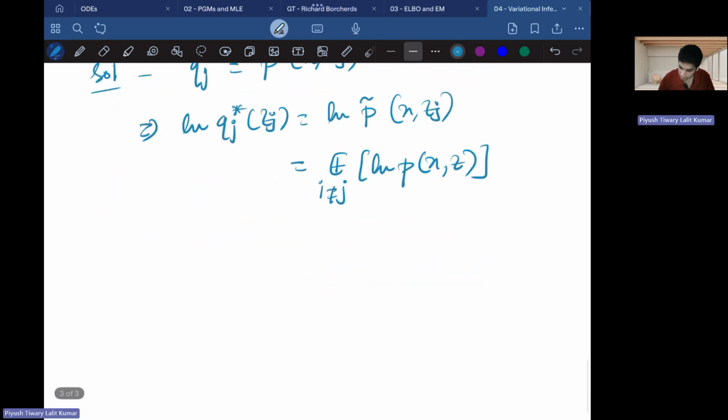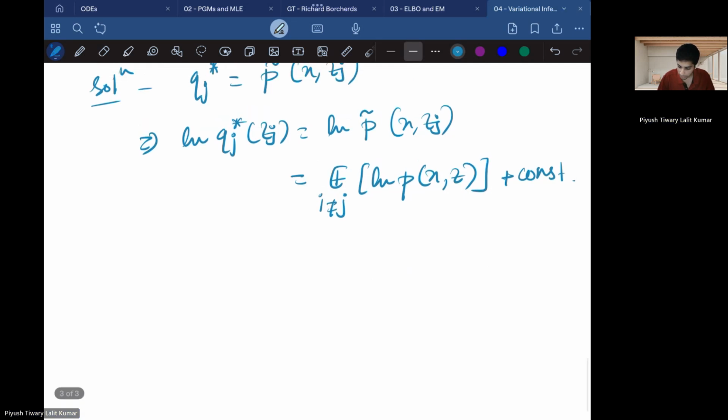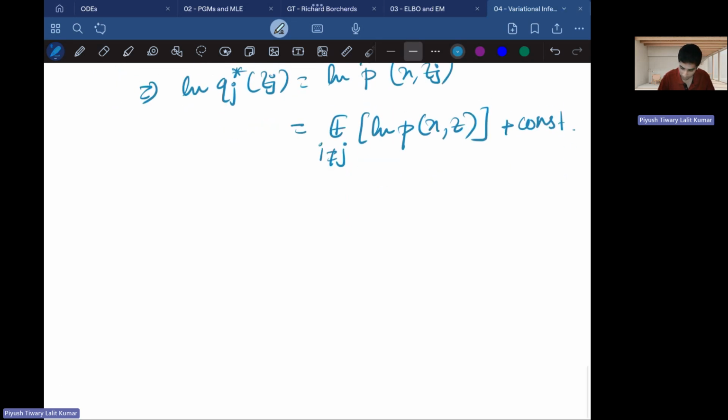I mean, yeah. So this is what it was, and then there will be some additional constant, right? Because we want to make sure that this is a distribution and so on and so forth. So this is what it boiled down to. Now what we can do is simply write down what this Qj star is actually. So the Qj star of this Zj will become what?